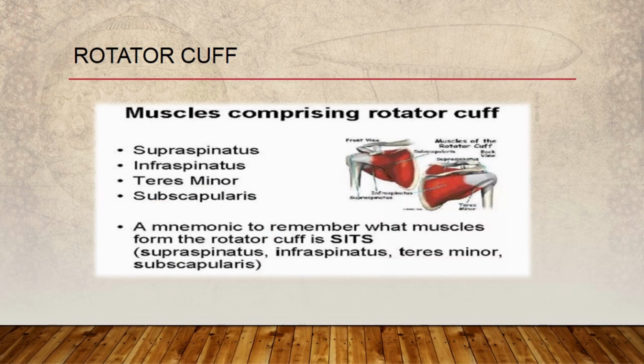Rotator cuff is an important structure that belongs to shoulder joint. The muscles comprising rotator cuff include supraspinatus, infraspinatus, teres minor, and subscapularis. An easy way to remember these muscles is by remembering the mnemonic SITS. S for supraspinatus, I for infraspinatus, T for teres minor, and S for subscapularis.